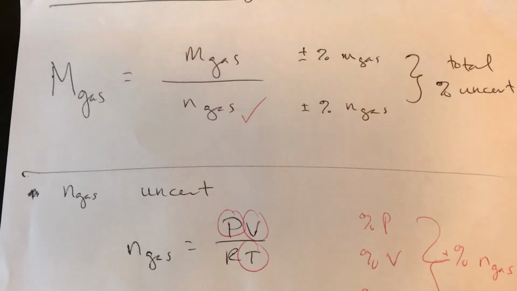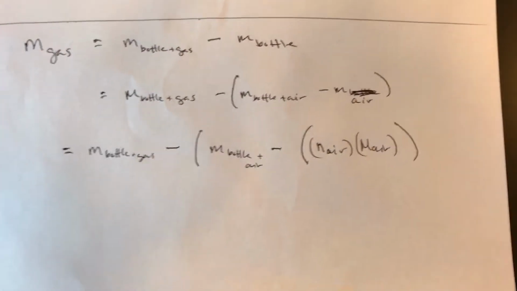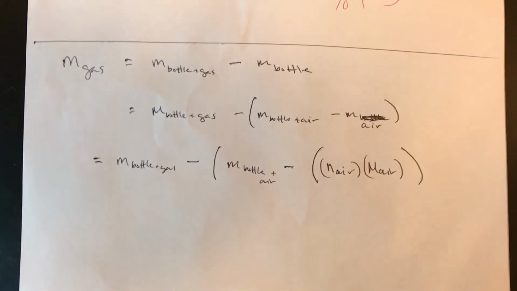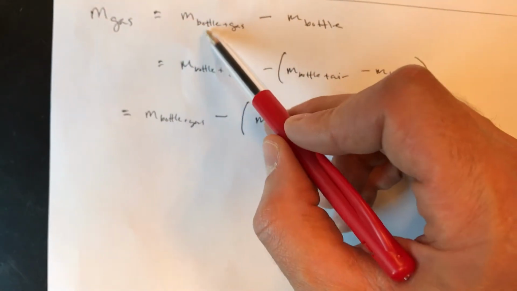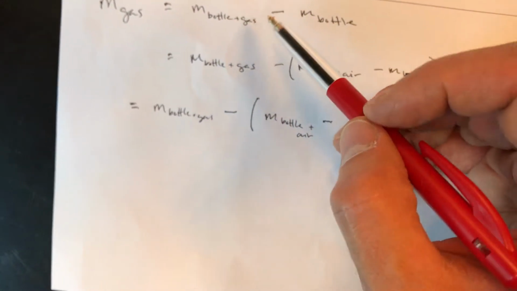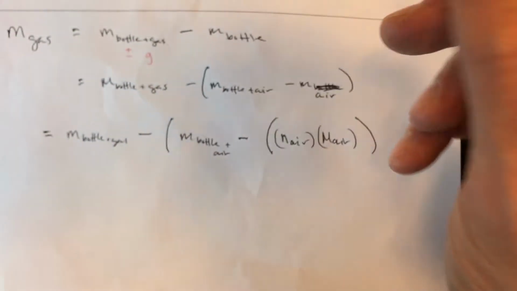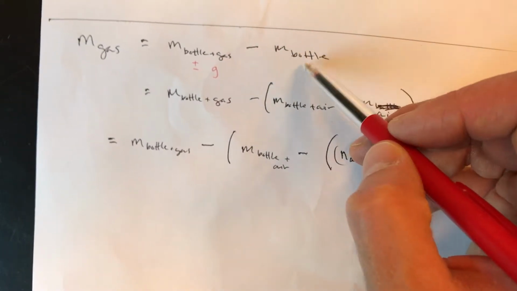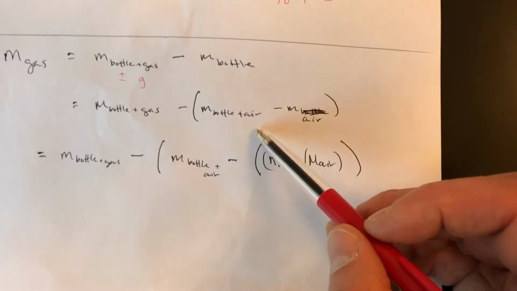We're all set there. But now we've got to do the one for mass, and mass gets a lot more complicated. To kind of walk through it, you really need to think about the total steps that you did for the calculation of the mass of gas. To get the mass of gas, you took the mass of the bottle and gas, something you measured directly, so you actually have a little plus or minus grams on that value. And you subtracted out the mass of the bottle, but the mass of the bottle was something you had to calculate. So I'm going to break that down further.